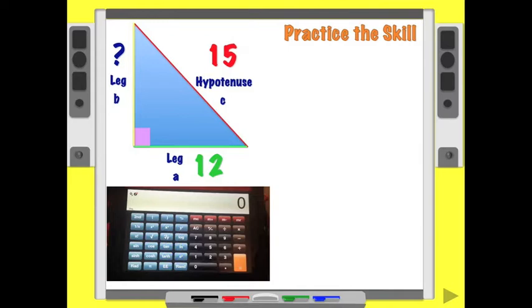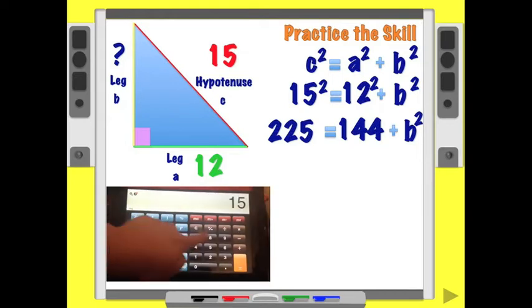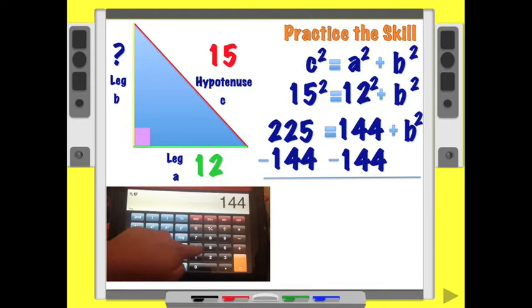We know the Pythagorean Theorem formula is c squared equals a squared plus b squared. Let's substitute the values of c and a because they are the known values. Now we square both numbers. 15 squared is 225 and 12 squared is 144. Using our knowledge of algebra, we need to get the unknown variable b by itself. We have to subtract 144 and move it to the other side of the equation. 225 minus 144 is 81. 81 now equals b squared.